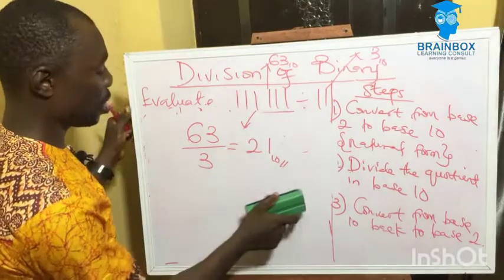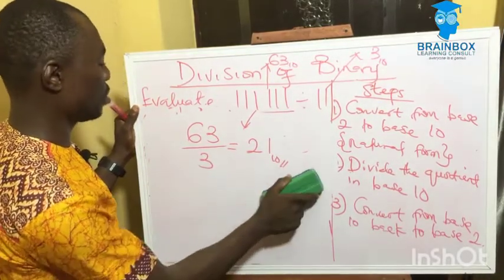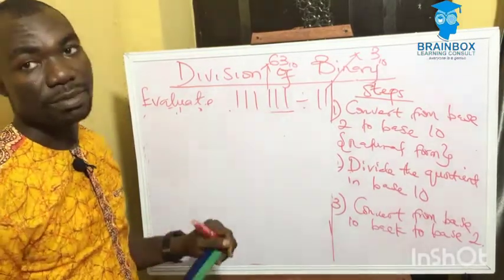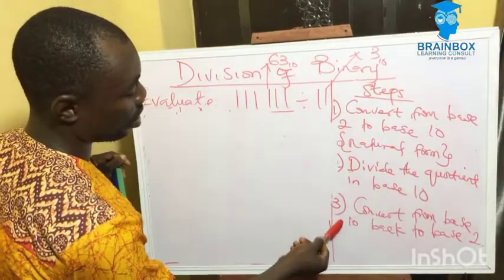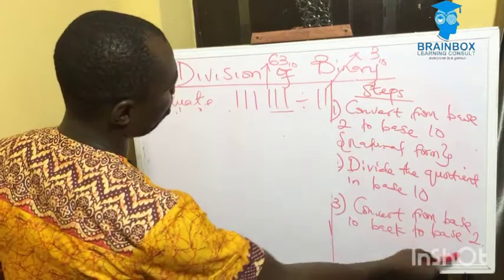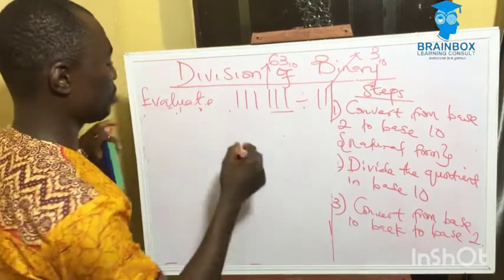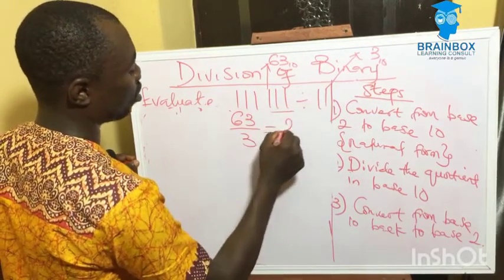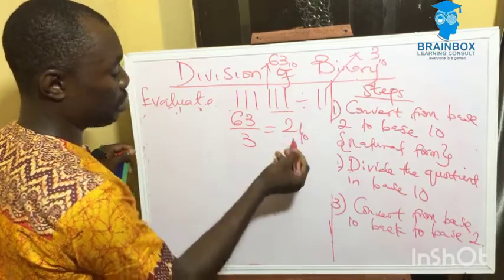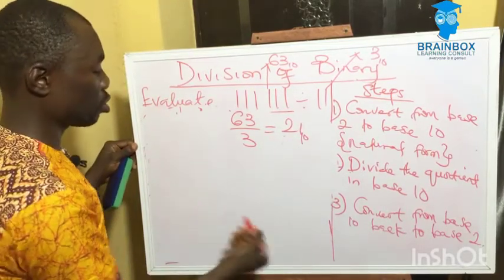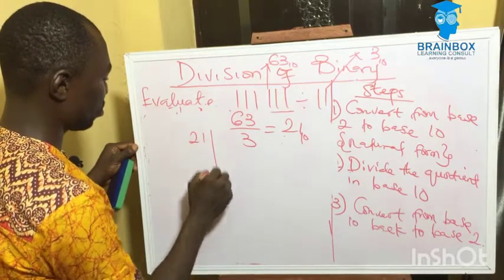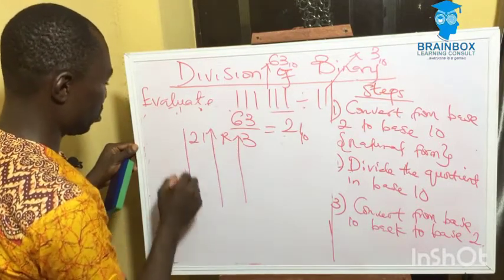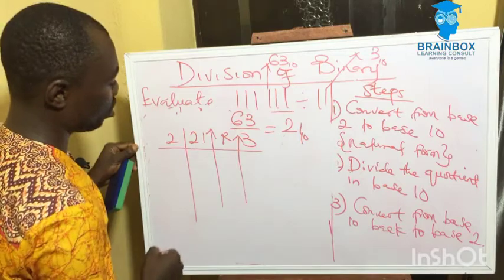And you therefore know that converting from base 10 to base 2, all you need to do is to divide by 2. Now that's the last step. We are converting from base 10 back to base 2. So in base 10 we got 63 divided by 3, and that'll be 21 in base 10. So we are converting 21 in base 10 back to base 2.